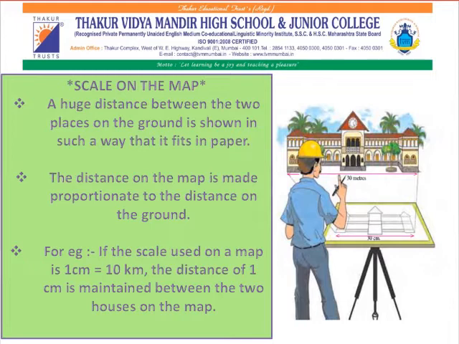Students, let us see this with the help of an example. If the scale used on a map is 1 centimeter equals 10 kilometers, the distance of 1 centimeter is maintained between the two houses on the map. Students, the real distance between the places is 10 kilometers, but as we cannot draw a line of 10 kilometers, we are converting it into 1 centimeter on the small piece of paper.